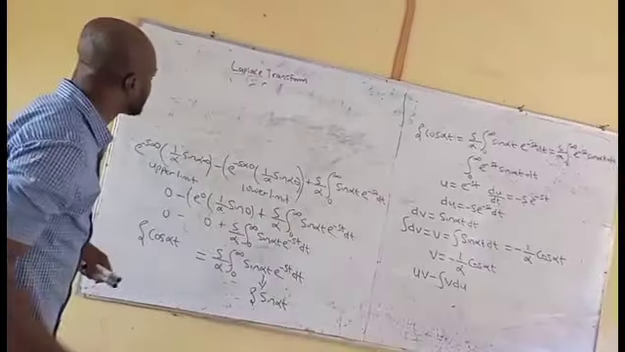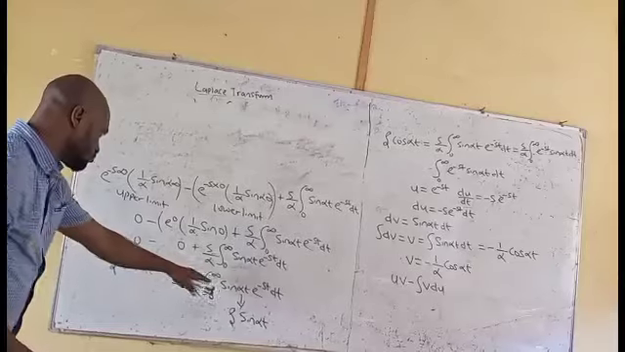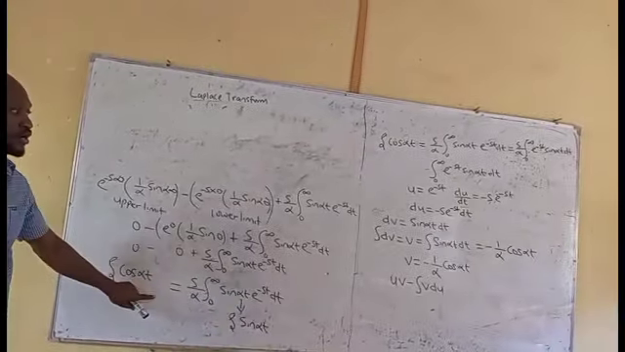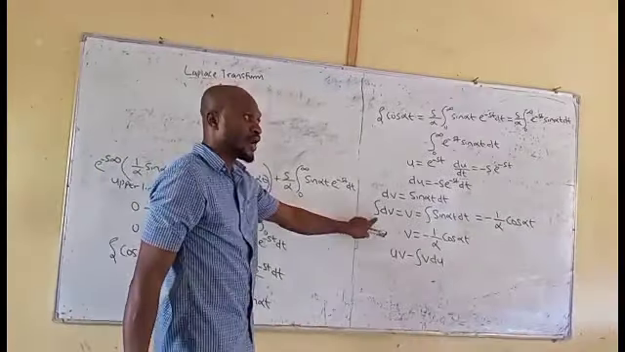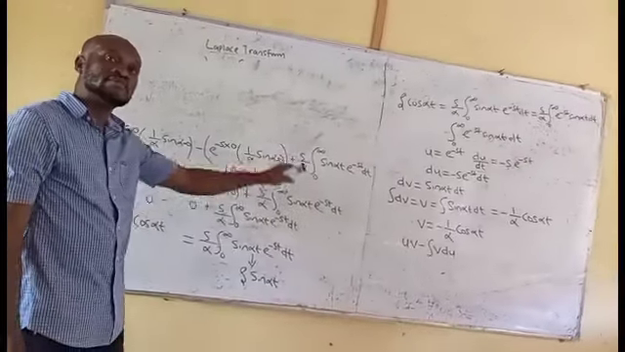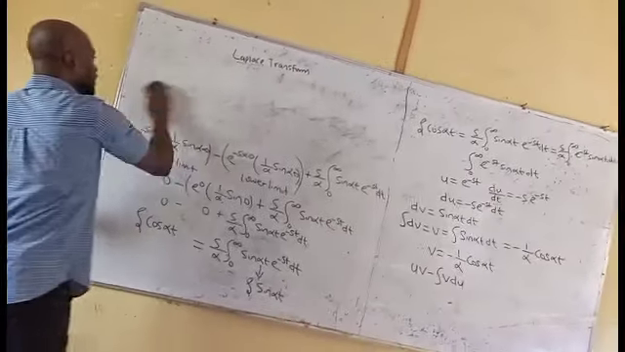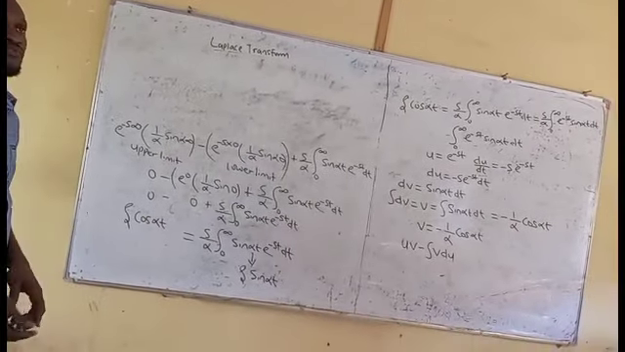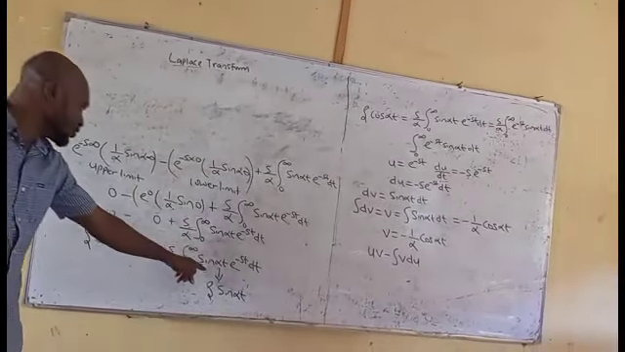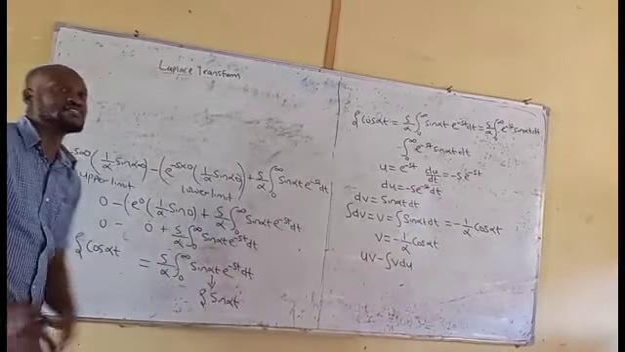I have this. Before I end this, I will write this equation somewhere. From this equation, after getting my Laplace transform of cos alpha t, I will use this equation to get my Laplace transform of sine alpha t. So let me solve for the Laplace transform of cos alpha t first. Once I get the value for that, I can now use this equation and this one to get the Laplace transform of sine alpha t.